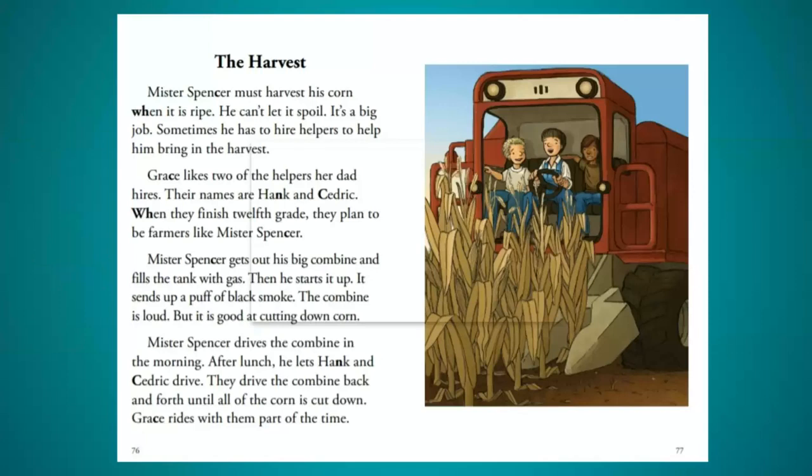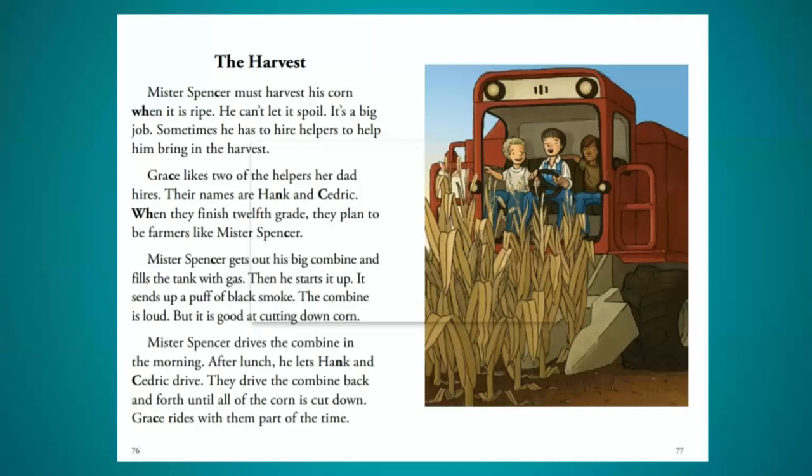The harvest. Mr. Spencer must harvest his corn when it is ripe. He can't let it spoil. It's a big job. Sometimes he has to hire helpers to help him bring in the harvest. Grace likes two of the helpers her dad hires. Their names are Hank and Cedric. When they finish 12th grade, they plan to be farmers like Mr.